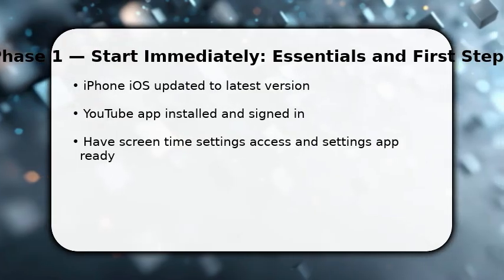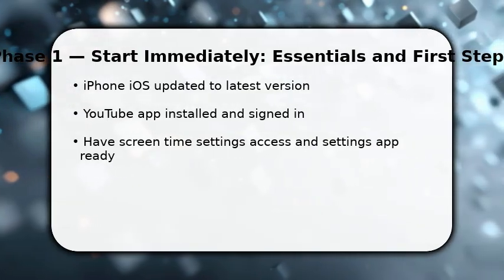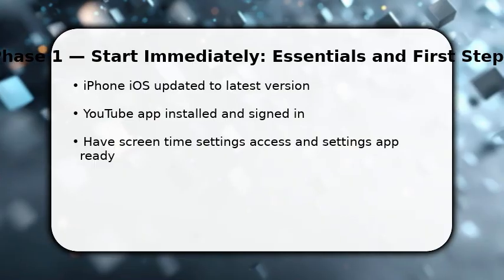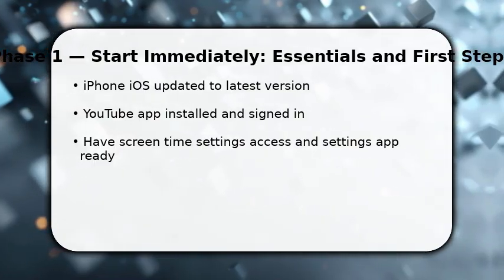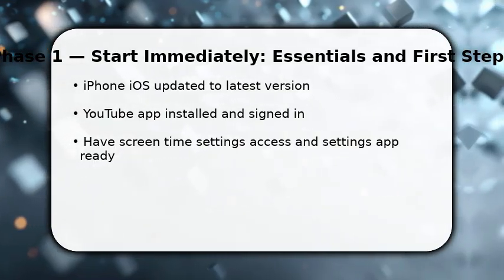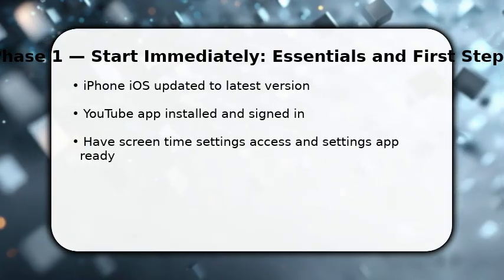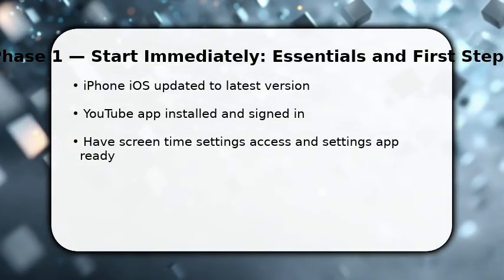You'll begin by confirming prerequisites, update iOS, and sign into YouTube. Once done, open Settings, then Screen Time. This blocks the Shorts feed indirectly. Tap Content and Privacy Restrictions and enable the toggle.